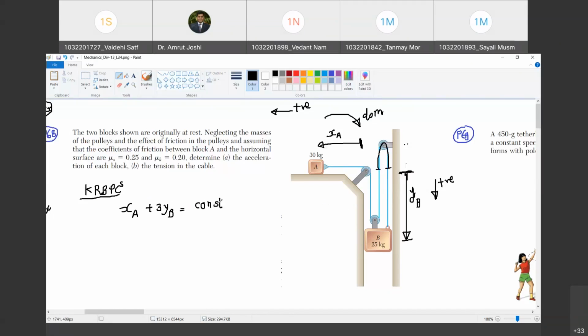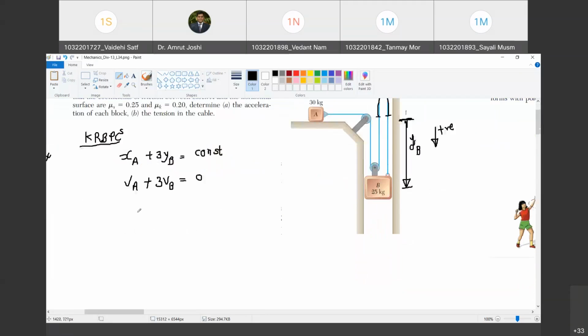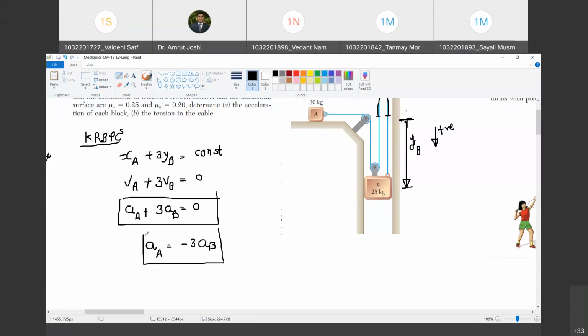Differentiate it once, so we get VA plus 3 times VB must be equal to 0. Differentiate it once more and you get AA plus 3 times AB must be equal to 0. So did we get the relationship between AA and AB? Yes. What is the relationship? AA is equal to minus 3 times AB. Great. So this is the first equation that we are going to use.